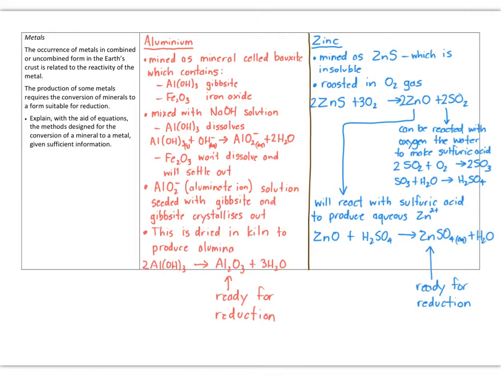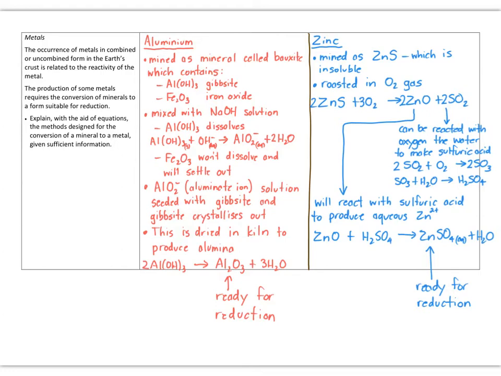This is then dried in a kiln to produce alumina. So we heat this up, and we get left with aluminium oxide and water. The aluminium oxide is the form that is ready to get sent off to be reduced to aluminium metal. So that's just going through how we go from bauxite to alumina, aluminium oxide, which is ready for reduction. We'll get to how we reduce these things in the next part of the video.